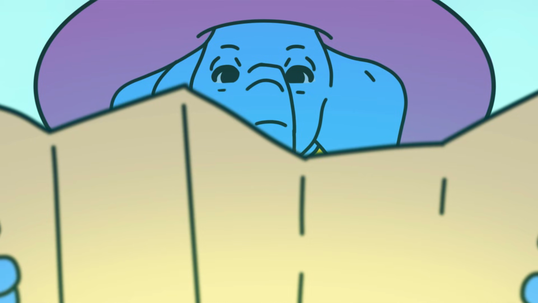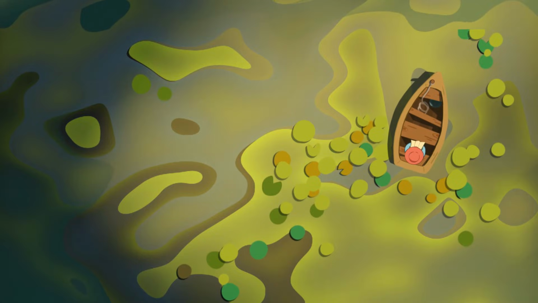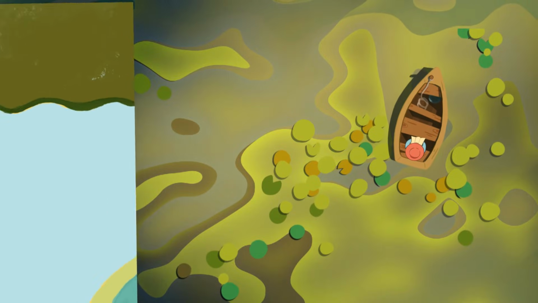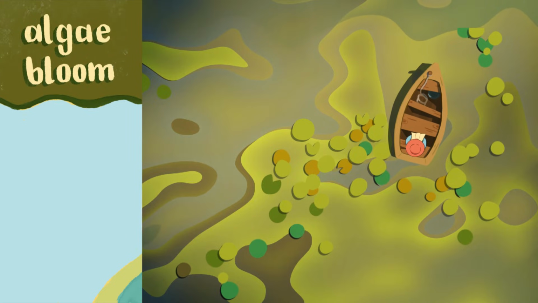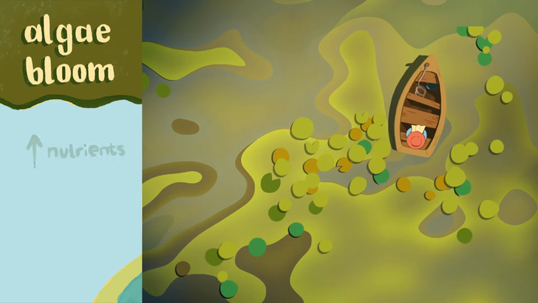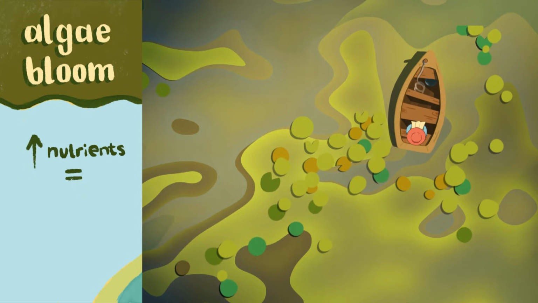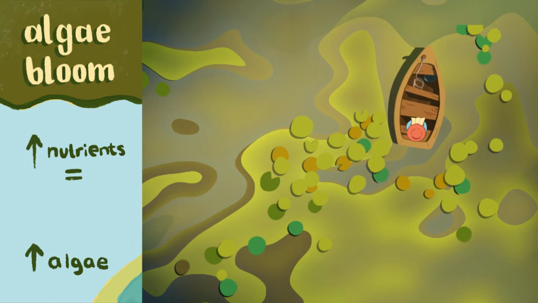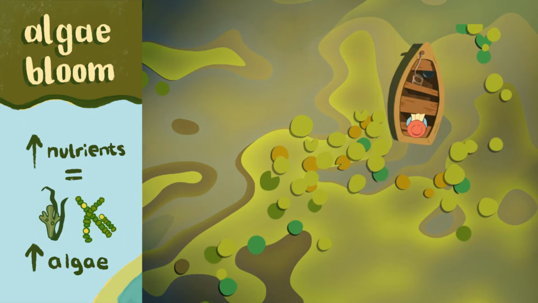Once all these nutrients accumulate in a body of water, what happens next? One impact is algae blooms, like the one that ruined your beach day. An algae bloom happens when a high amount of nutrients causes a rapid growth of algae, aquatic photosynthetic organisms like seaweed and cyanobacteria.